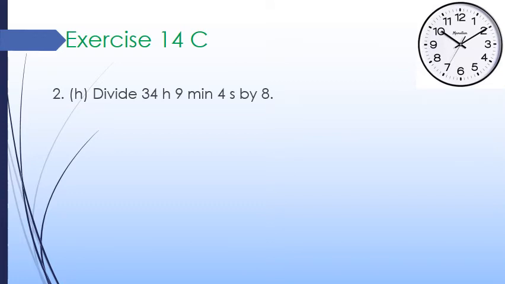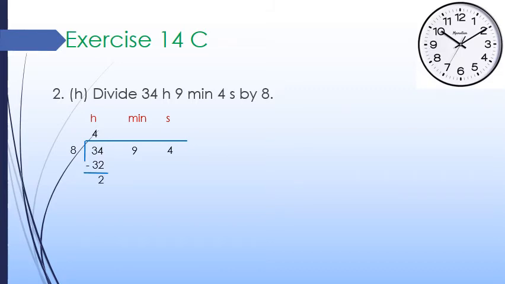Now children, let's do the H part of question number 2. Divide 34 hours 9 minutes 4 seconds by 8. So let us see how we will do. Again, we will do the division of hour, minutes, seconds separately, starting from the division of hour. So 34 hour divided by 8. We know that 8 fours are 32. So 34 minus 32 is equal to 2.